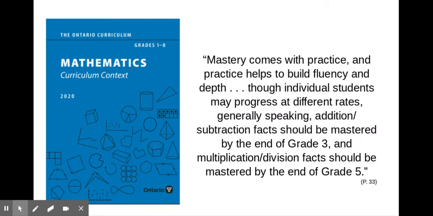As stated in our curriculum context, most students learn math facts gradually over a number of years. Mastery comes with practice, and practice helps to build fluency and depth. Though individual students may progress at different rates, generally speaking, addition-subtraction facts should be mastered by the end of grade 3, and multiplication-division facts should be mastered by the end of grade 5.